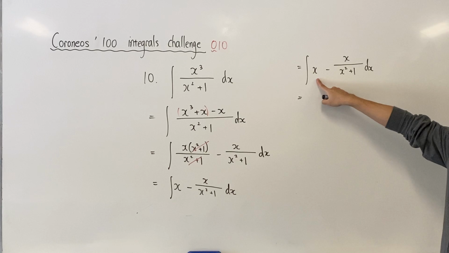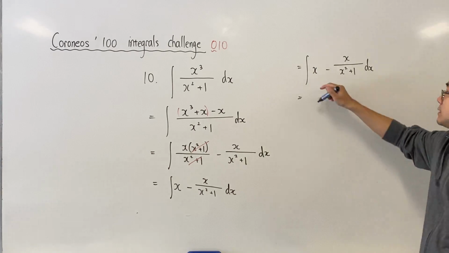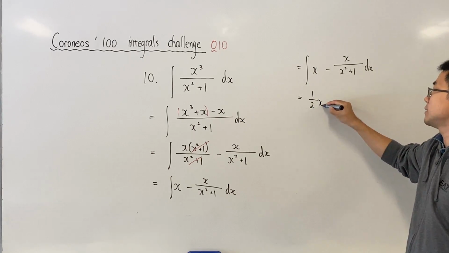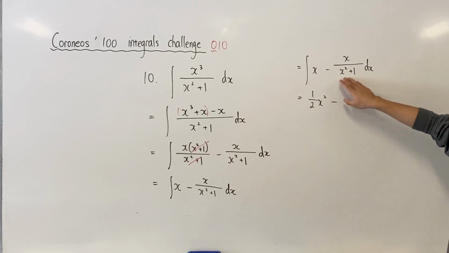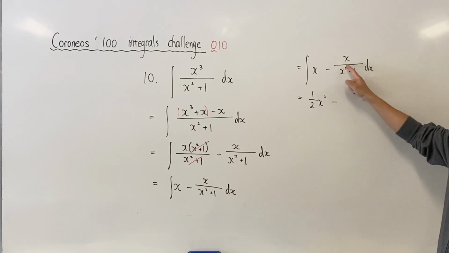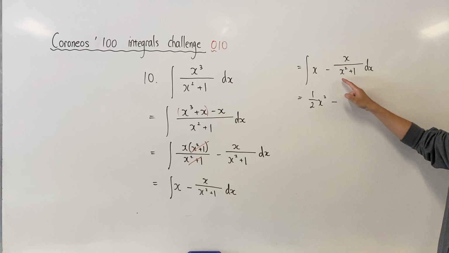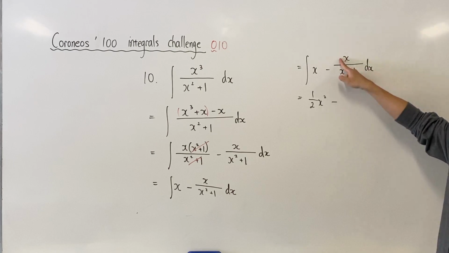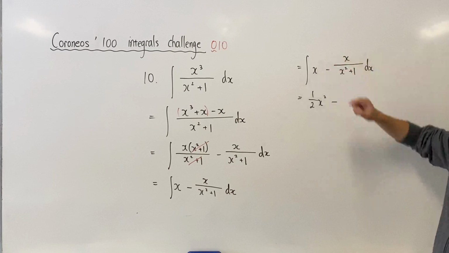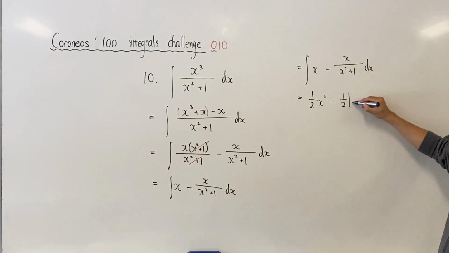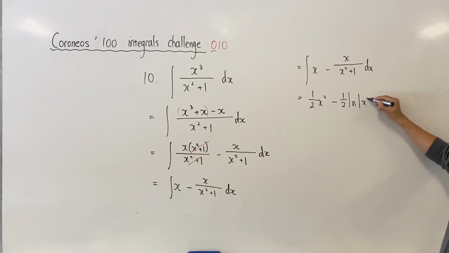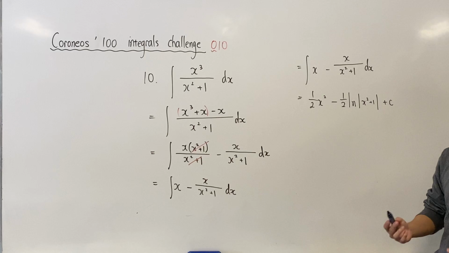All right, so how do I integrate x? Integrate x is equal to half x squared minus. How do I integrate the second term? Now I want you to think about it, right? This is a fraction, so if we differentiate the denominator, that becomes 2x. So I need a 2. So imagine that you need a 2. You need a half outside to balance the 2. So I need a half outside to balance the 2. And then logarithm absolute value x squared plus 1 plus c. So that's how you do this question here.